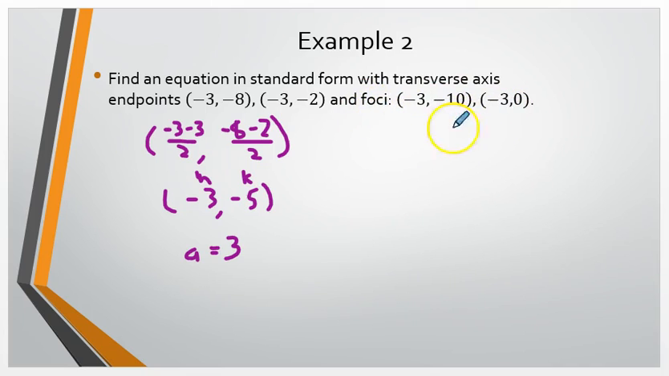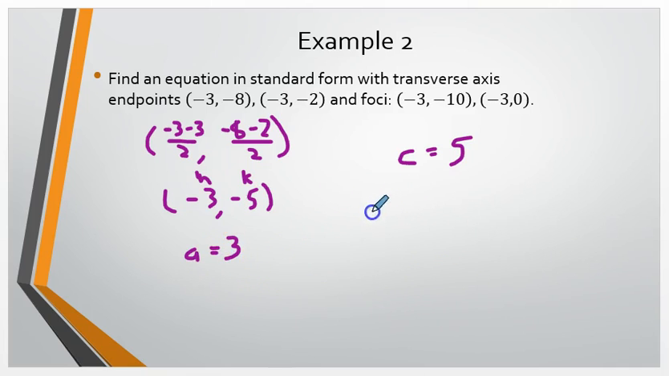These are the foci now, so I can figure out C from that. So from -3, -5 to -3, -10, or to -3, 0, whichever you prefer, that's going to be a length of 5, and the variable associated with foci is C. So now I need to use my formula for finding B again.